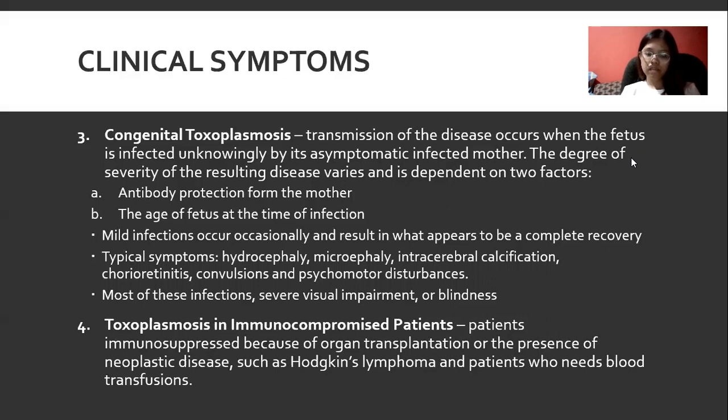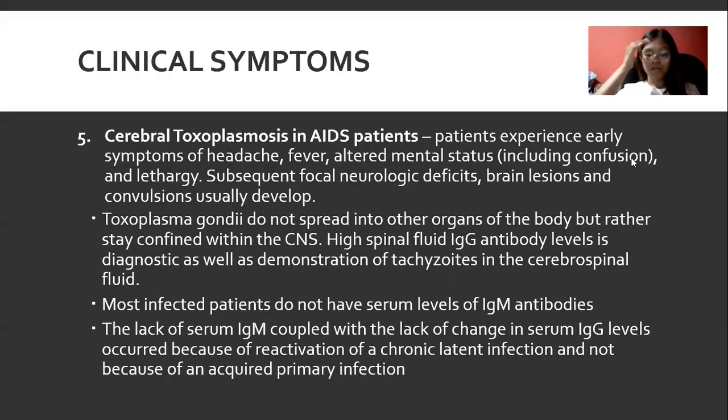Next naman, we have toxoplasmosis in immunocompromised patients. So, these are the patients that are immunosuppressed because of organ transplantation or the presence of neoplastic disease such as Hodgkin's lymphoma, and also the patients who need blood transfusions. So, last naman, we have the cerebral toxoplasmosis in AIDS patients.